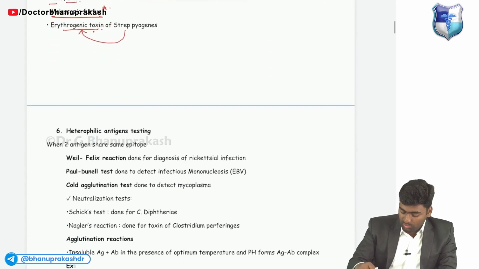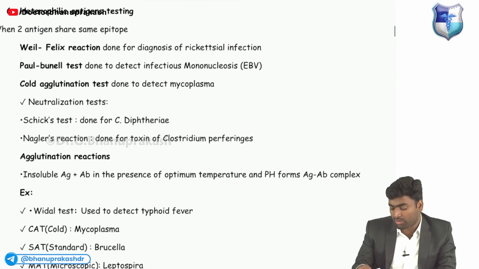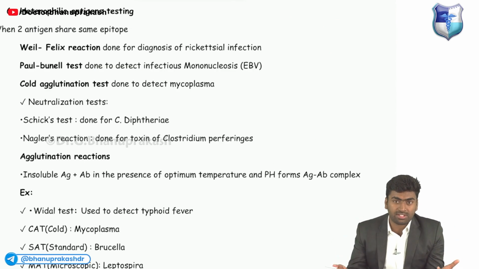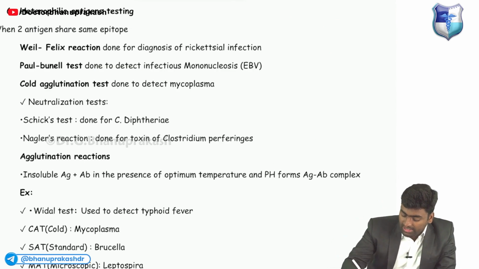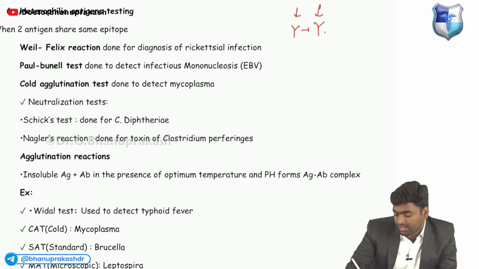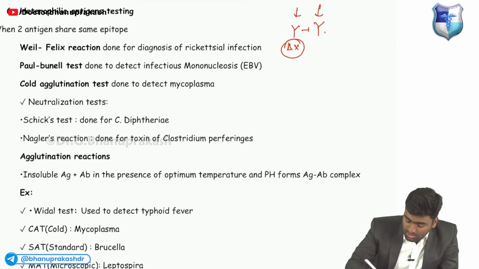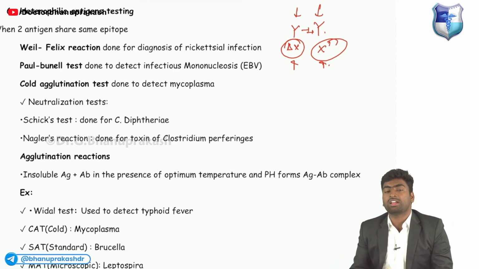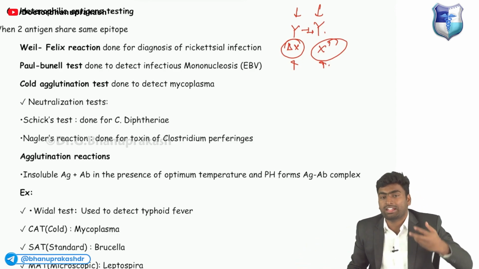Then a few heterophilic antigen tests. What is a heterophilic antigen? A heterophilic antigen means there is an antigen mismatch. Instead of being recognized as this antigen, it is recognized as that antigen. For example, an antigen used for diagnosis of disease X looks similar to the antigen of disease X dash. So the same antigen can be used for the diagnosis of disease X dash, and we don't need to synthesize new antibodies for it.